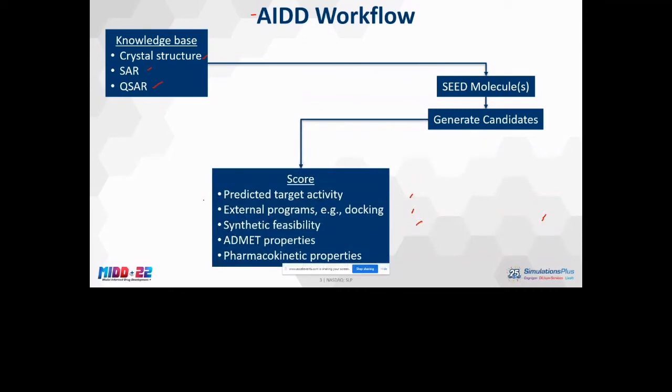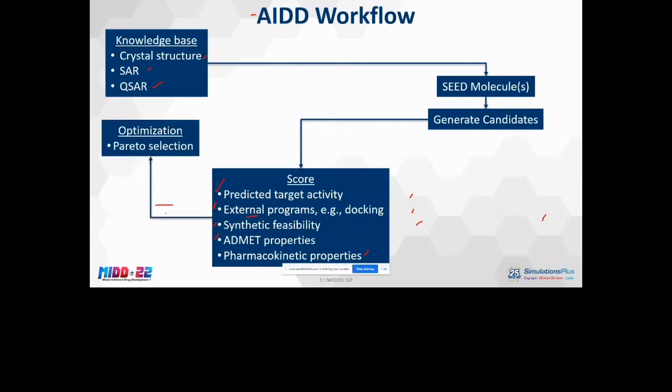Now, once the candidates are generated, we need to score them. We can use our activity model to score them. We can use external programs now, and we have a synthetic feasibility measure. We can use our ADMET properties that are available throughout ADMET Predictor. Specifically, we typically use ADMET Risk. And then finally, pharmacokinetic properties via the HTPK simulation module. What I'm going to talk about today is using external programs. This was added to ADMET Predictor in the current version, APX3, that was released last fall.